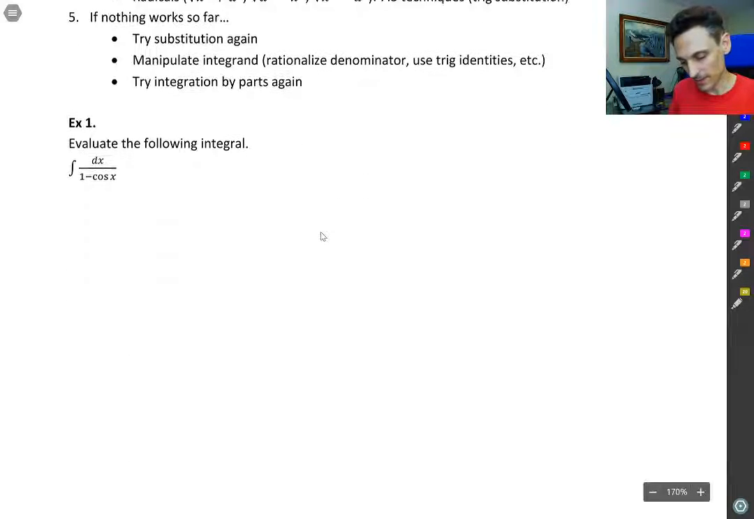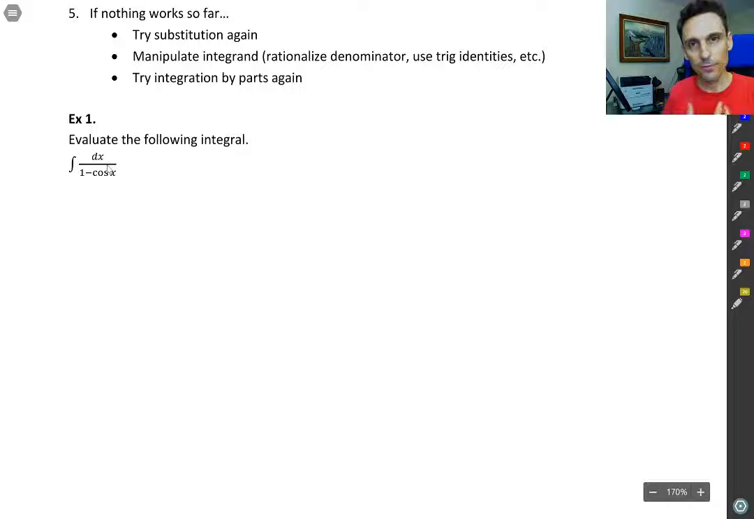Let's see which technique we're going to use for example 1, which is the integral of dx over 1 minus cosine x. Now here, if we try to do a regular u substitution, let u equal 1 minus cosine x, for example, the problem is the du has a sine x, which we don't see with the dx. So a straightforward substitution is probably not going to help us out here. But maybe what we could do is try to manipulate the inside. We see this trig function right here. Maybe there's a way to manipulate the inside so that it's easier to integrate.